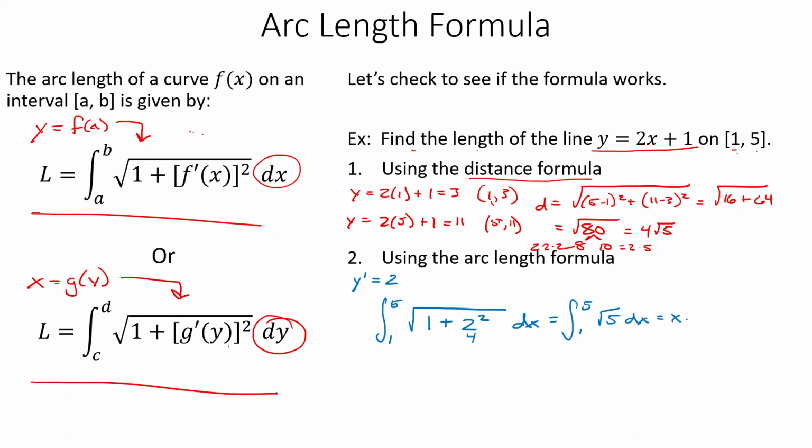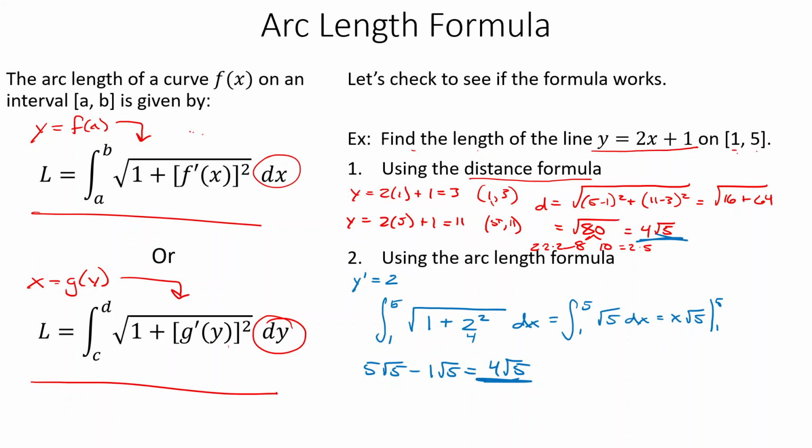So that's x times the square root of 5 from 1 to 5. We plug in 5, we get 5 root 5, minus plug in 1, we get 1 root 5. And what do you know? Look at that. It matches that exactly. In fact, that might have even been easier. Who knows? We didn't have to find 2 points.